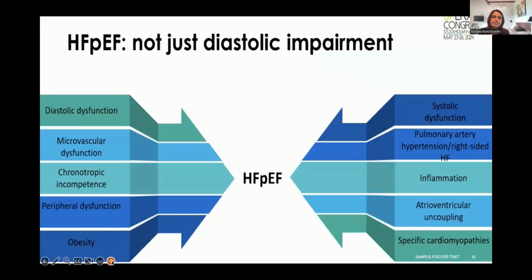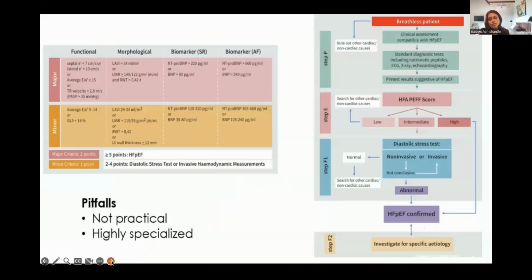Heart failure with preserved ejection fraction is not just diastolic impairment. Diastolic dysfunction, pulmonary hypertension, chronic inflammation, and specific cardiomyopathies, like uremic cardiomyopathy, cause this heart failure with preserved ejection fraction. Patients are symptomatic, but the echocardiogram shows an ejection fraction of more than 60%. That means they have significant diastolic dysfunction.